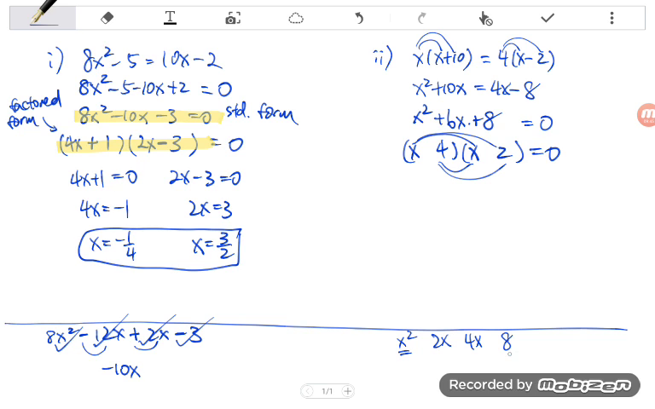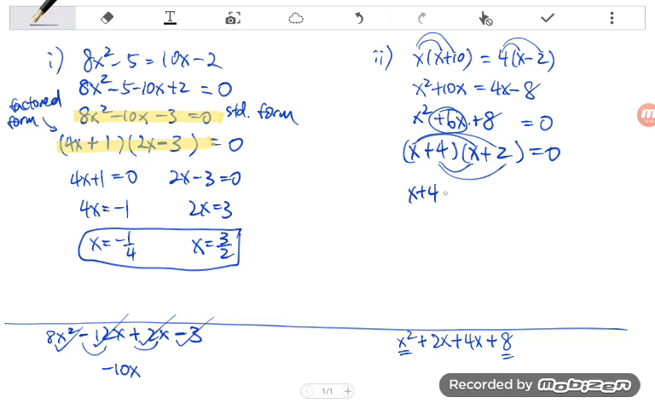I got the x squared, I got the 8, but I need to be careful with the sign. And in order for me to get a positive 6x, I need to get a positive here, positive there. So positive goes to the 2, and positive goes to the 4. And positive 4 times positive 2, I do get positive 8. So perfect, everything is good.